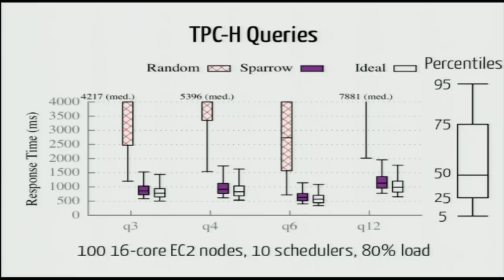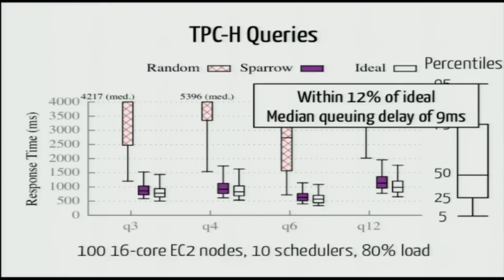So what's happening in the ideal box is that's how long it would take to run these tasks on a completely idle cluster, and if there were no scheduler delay. So we're removing all of the time that the scheduler takes to make a decision, to ship the task to the worker machine. Even compared to this aggressive optimal, Sparrow does quite well. The median is within 12% of the ideal scheduler, and Sparrow has a median queuing delay of just 9 milliseconds. So with this very simple distributed technique, we're able to do almost as well as an ideal scheduler.